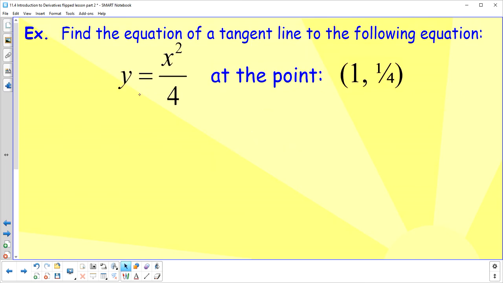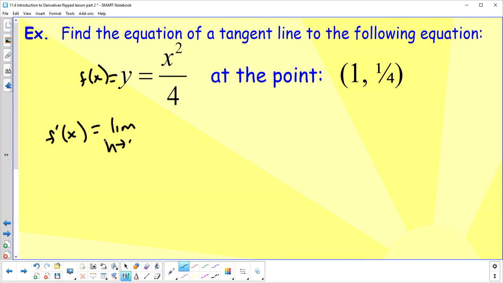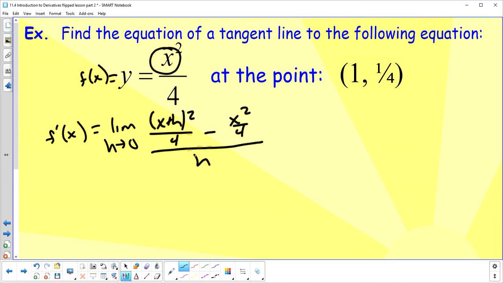Okay, an example of that then, let's say I give you the function y equals x squared over 4, and remember y is the same idea as saying f of x. So I need to find first, and we're going to need this point, but not until later. First thing I need to do is find my derivative of f of x. So that's going to be the limit as h approaches 0 of, remember we have to plug in x plus h everywhere we have an x. So x plus h, the quantity squared over 4, minus x squared over 4, and the whole thing is still over h. Remember the whole point of the derivative, our limit definition, is to get rid of that h in the denominator. So I'm going to simplify that numerator as much as I can in a couple steps here.